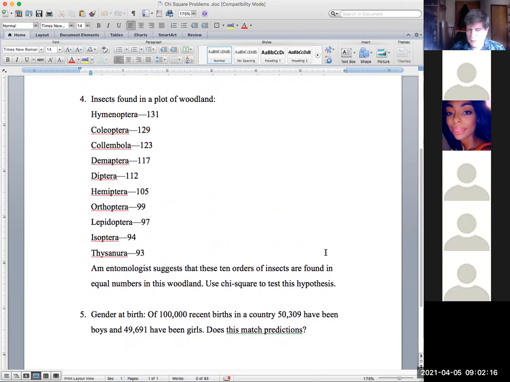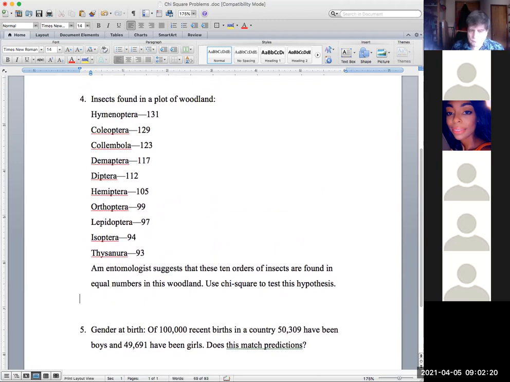Okay, let's look at the two that were actually assigned. So, insects found in a plot of woodland. An entomologist suggests that these 10 orders of insects are found in equal numbers in this woodland. Use chi-square to test the hypothesis. Okay, so we can start out, and before we do anything, we can do our null hypothesis. You could have done this at the end.